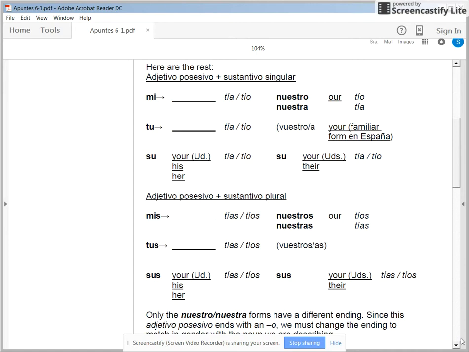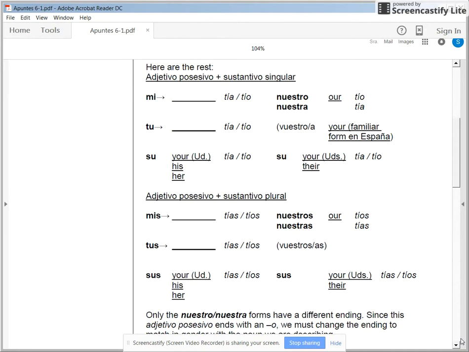Going down one more, we have now the possessive adjective su. Now this would mean your if you're addressing someone in the usted form. So if they're your friends or you use a first name basis, you would use tu. For example, tu tía. But if you're addressing an usted, you would use su, as in su tía. Other than that, it's the third person singular, known as his or her. So su tía, his aunt, or su tío, her uncle.